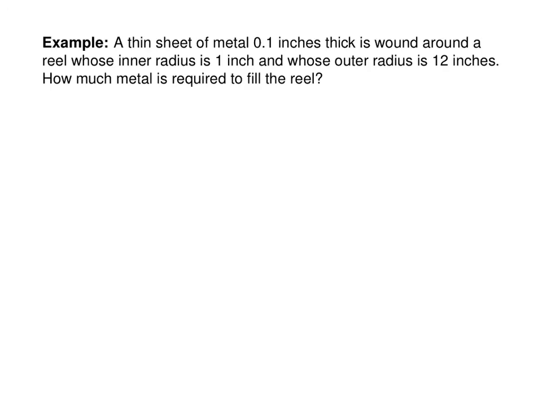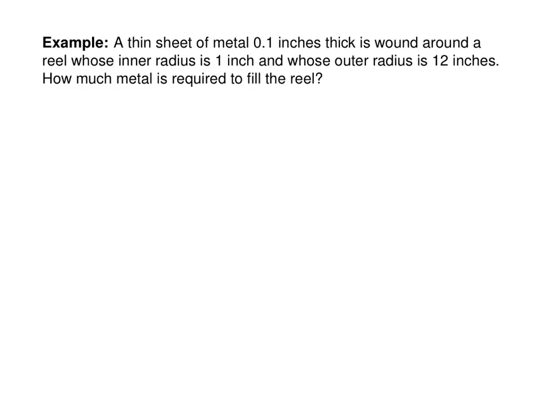So here's a pretty good application to a manufacturing question. A thin sheet of metal that is 0.1 inches thick is wound around an inner reel whose inner radius is 1 and whose outer radius is 12 inches. How much metal is required to fill the reel? So like how long would that piece have to be?